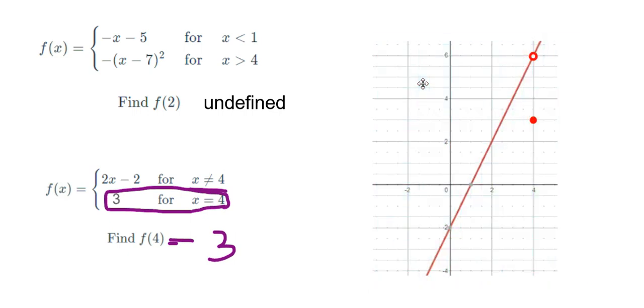All right. Oh, and here's the graph of what we were just looking at. It would look like the line 2x minus 2, but there'd be a hole right there. When x is equal to 4, there's a hole in the graph because that line does not represent the value for when x is equal to 4. And then that dot at 3, y equals 3, is the value for when x is equal to 4.